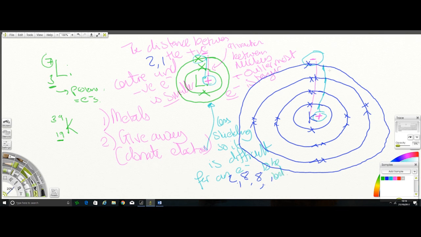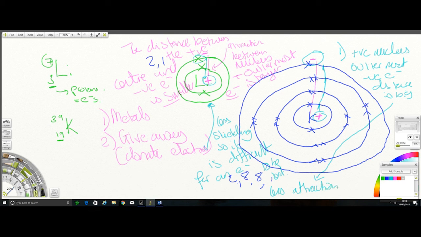And again here, why is potassium more reactive? Because, number one, the distance between the positive nucleus and the outermost negative electron is big. So there is going to be less attraction, so the electron is easier to lose.